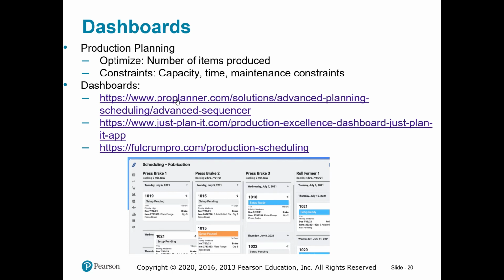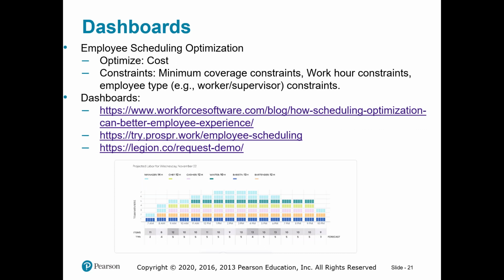And then finally, we have production planning. There are lots of dashboards for that. We can optimize the number of items produced, but we have constraints on capacity. We might have employee constraints if we need employees, and maintenance constraints. Machines need to be maintained for a certain number of hours each day, maybe. And there's various kinds of production scheduling software. Again, most of these pieces of software are not just optimization, but they will usually include some sort of optimization algorithm. And my last one, while we're in scheduling algorithms, is employee scheduling optimization.